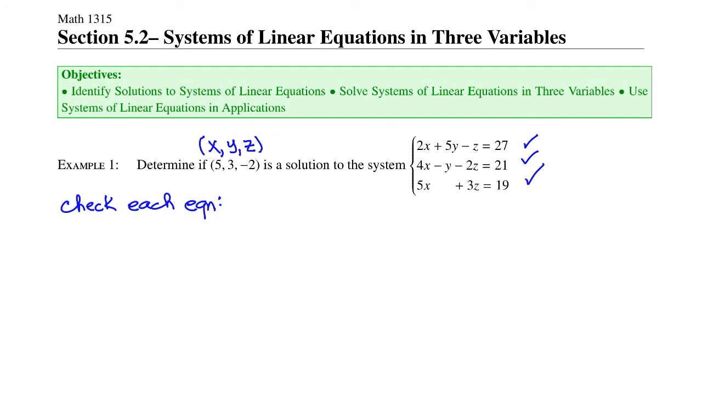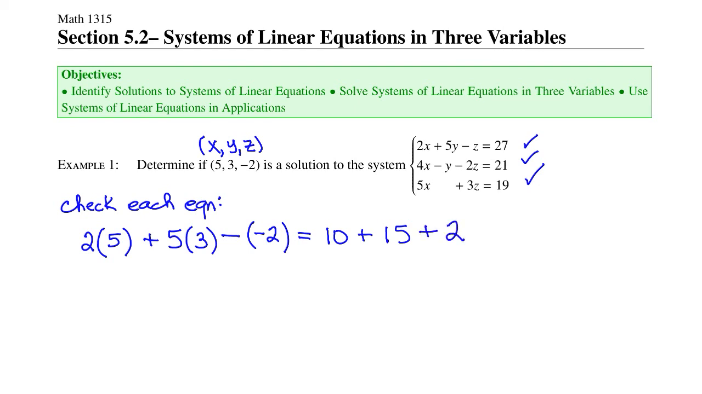So I'm going to plug in 5 for x, 3 for y, and -2 for z in that first equation. So we get 2 times 5 plus 5 times 3 minus negative 2. And I'm going to work this out to see if it is equal to 27. 2 times 5 is 10. 5 times 3 is 15. And minus a negative 2 is a positive 2. And sure enough, 10 plus 15 plus 2 is 27. So the first equation does work out.